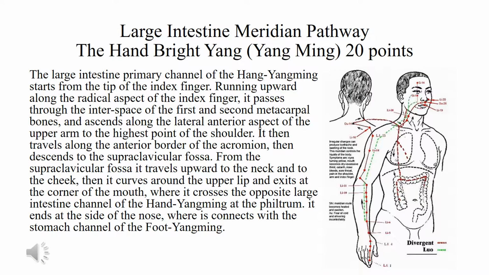The large intestine meridian of Han Yangming. The large intestine meridian of Han Yangming starts from the tip of the index finger, running upward along the radial side of the index finger and passing through the inner space of the first and second metacarpal bones. It dips into the depression between the tendons of muscle extensor pollicis longus and brevis.